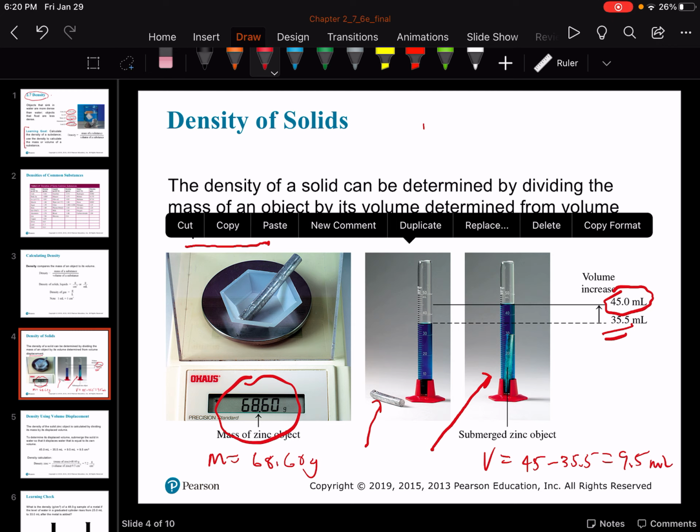And so if we're calculating the density then, we'll do this on the next page, but let me show it to you here. It's mass per volume. We simply divide those, right?